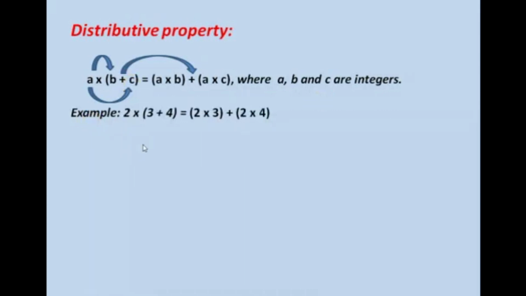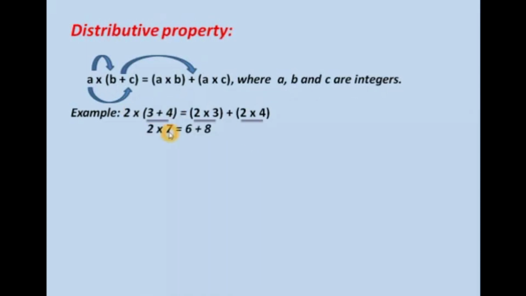Example, 2 multiplied with the sum of 3 and 4, which is equal to 2 into 3 plus 2 into 4. 2 into 3 is obtained from the product of 2 and 3. Plus is taken from the middle. 2 into 4 is obtained from the product of the first integer 2 and the third integer 4.